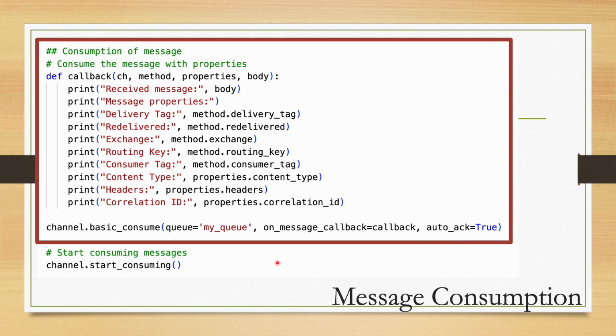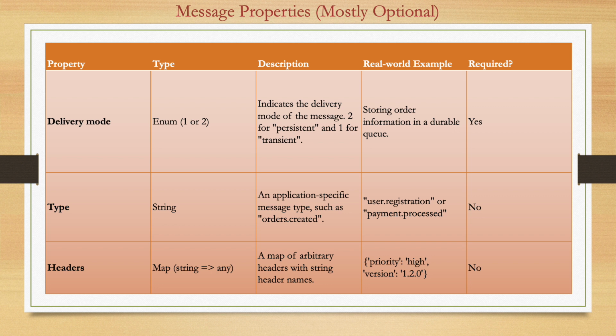Finally, the code calls channel.start_consuming to start the consumption process. This function sets up the necessary communication channels with RabbitMQ and begins receiving messages. Message properties. These are message properties to be set at the time of publishing. Most of these are optional.